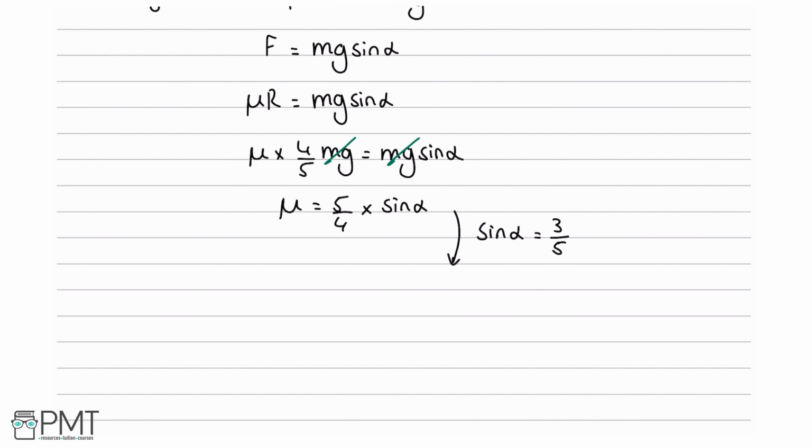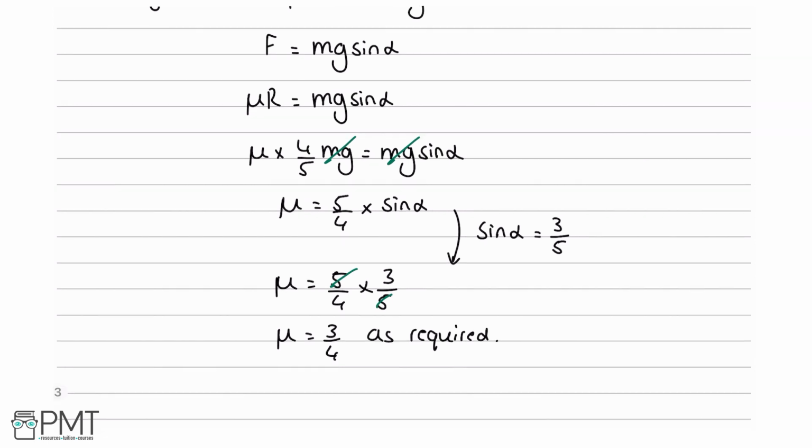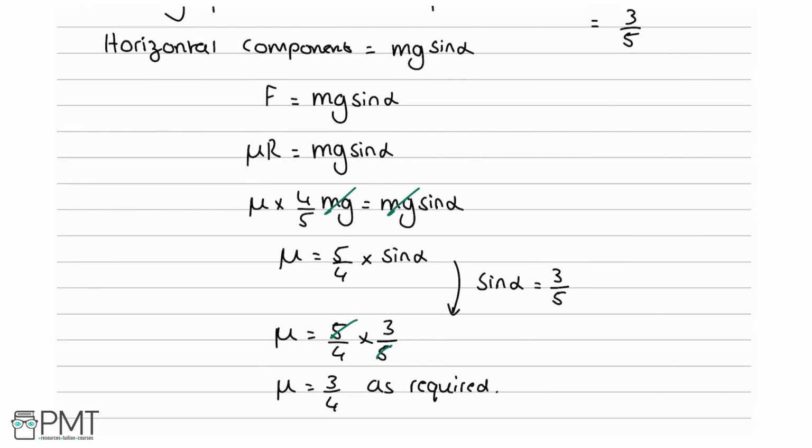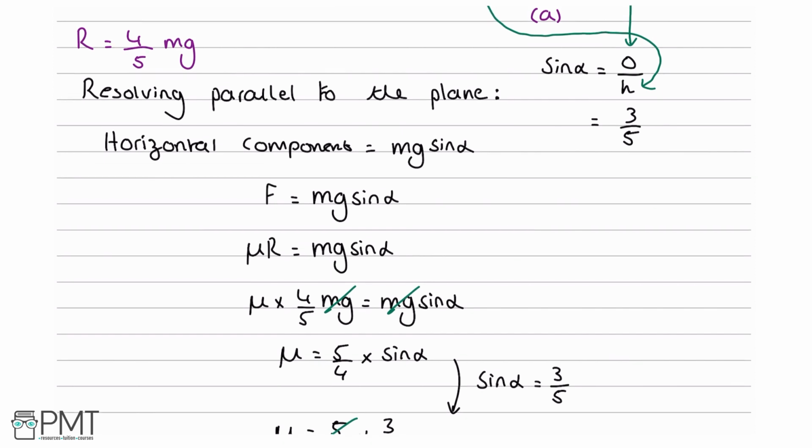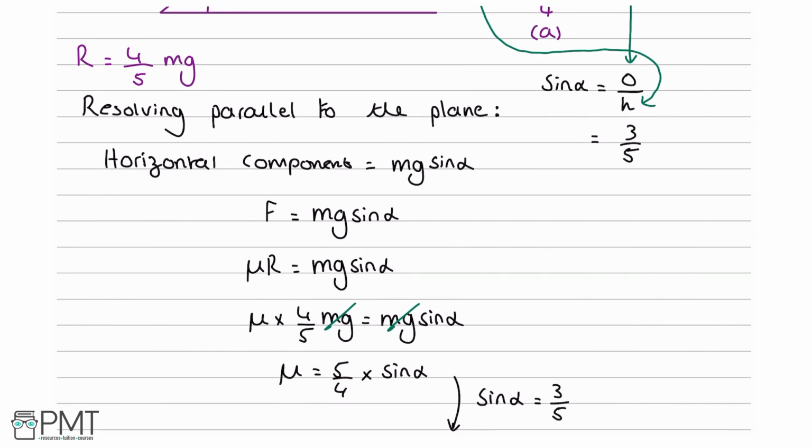And then what we will end up with is that mu equals 5 over 4 times 3 over 5. We will cancel both of these 5s, and then we are left with mu equals 3 over 4, and we can say as required because this was a given result. So this part is worth 4 marks. Your first mark comes from informing the examiner that you are trying to resolve parallel to the plane.